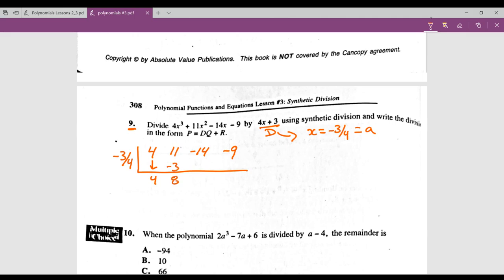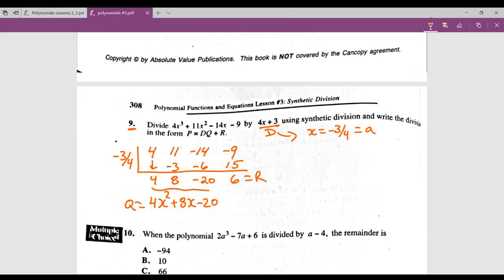That is 8. Negative 3/4 times 8 is negative 6. That gives me negative 20. Negative 3/4 times negative 20 is 15. Negative 9 and 15 is 6. That's my remainder. This is my quotient, and we were at cubic, so it's 4x squared plus 8x minus 20. My quotient is equal to that.